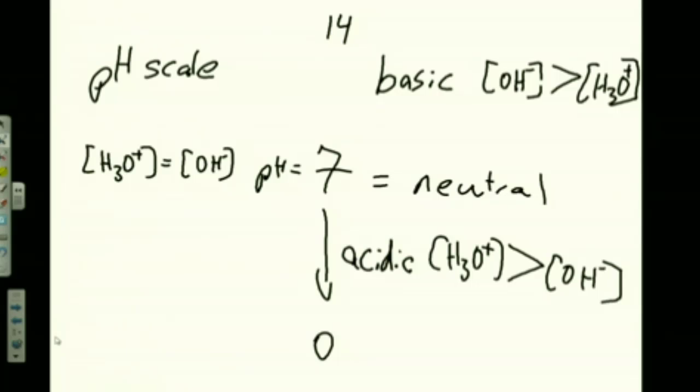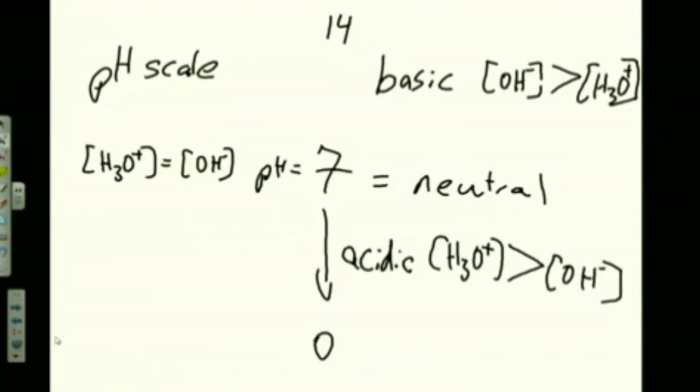It means that, anybody know anything about earthquakes? They have a scale, right, for how strong an earthquake is. It's called the Richter scale. An earthquake that's a 5 on the Richter scale is 10 times worse than one that's a 4. Okay? It's because it's a log scale. pH is the same way, it's a log scale.